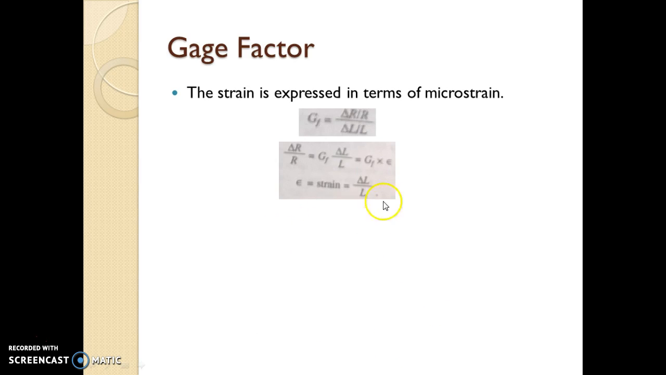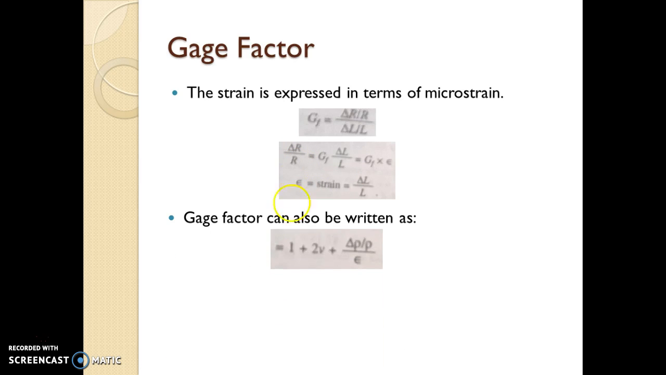Now here we have arranged some of the terms. So gauge factor we have taken this side, so that delta R by R is equal to gauge factor into delta L by L, and we know that delta L by L is nothing but strain. So if you multiply the applied strain by gauge factor, you will get change in resistance per original resistance.